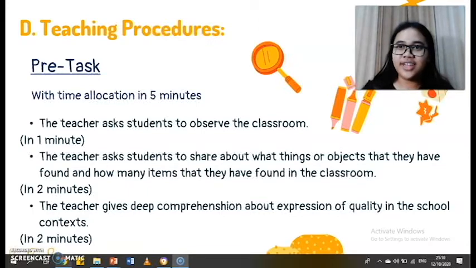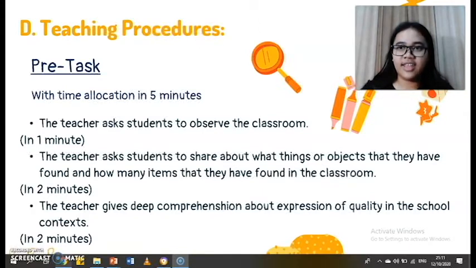The rationale is the teacher asks students to mention what kind of items they have found and how many of them. Like in fact finding, the teacher mentions a classroom. Then students directly mention items that are around them or in their classroom.